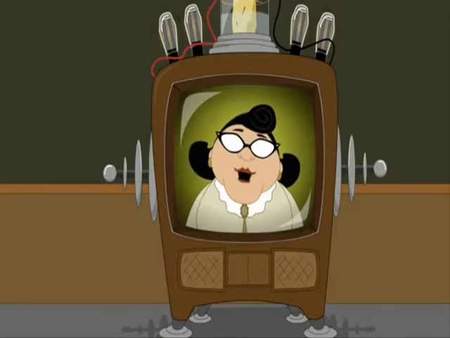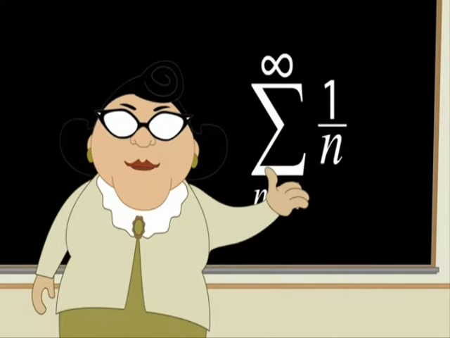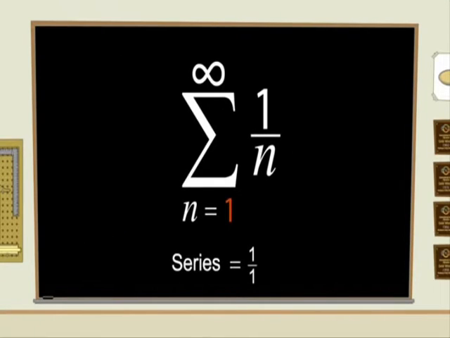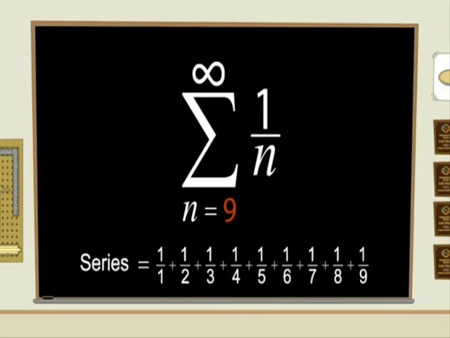But will all series converge as long as each term is smaller than the previous one? Well, let's try a series with the terms 1 over n. Now, the first term in this series is 1 divided by 1, or 1. The second term is 1 divided by 2, or 1/2. The third term is 1/3, and so on. Each term is smaller than the previous term.